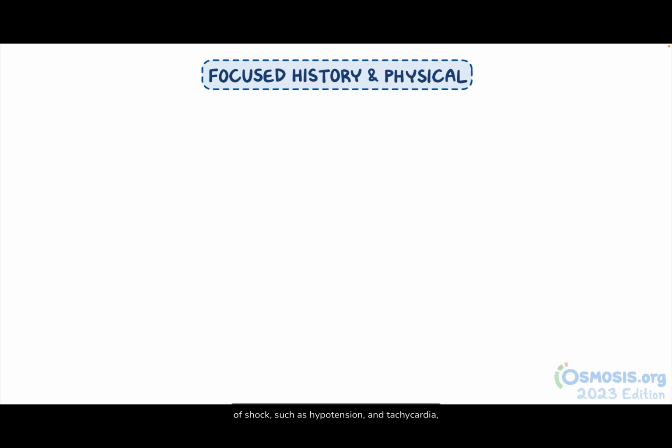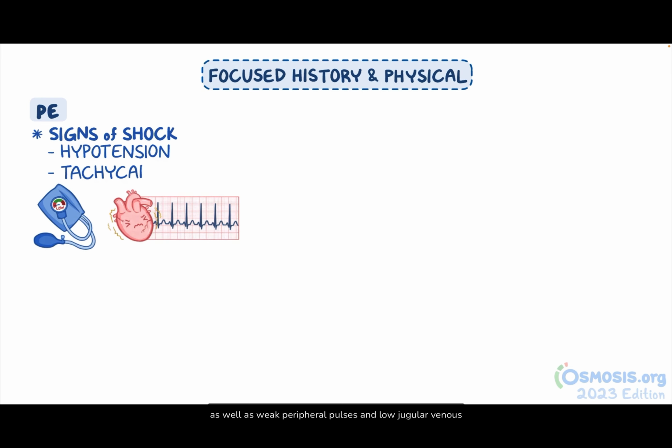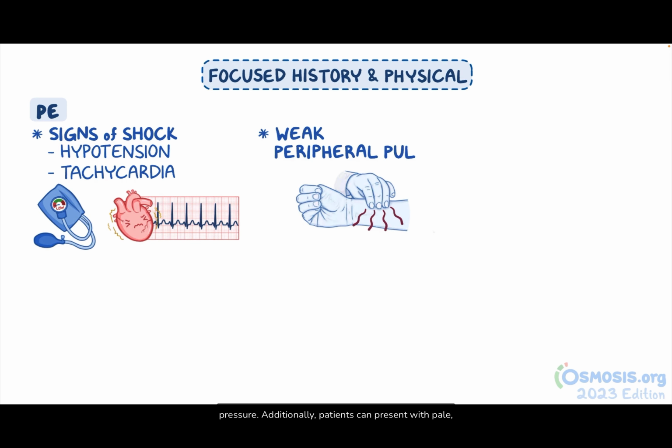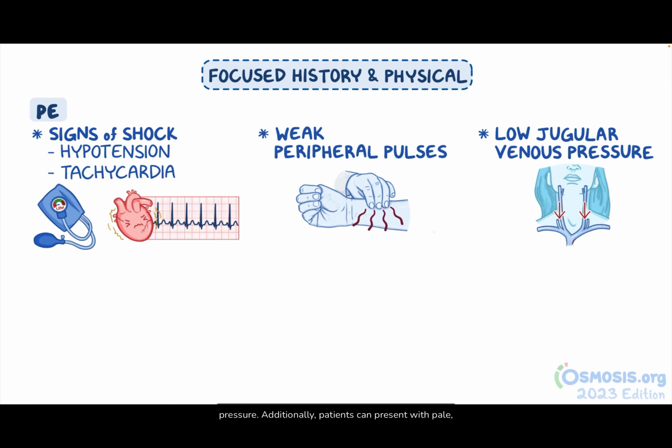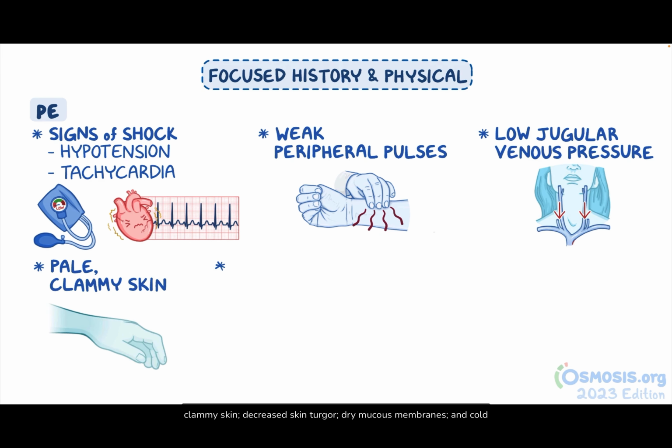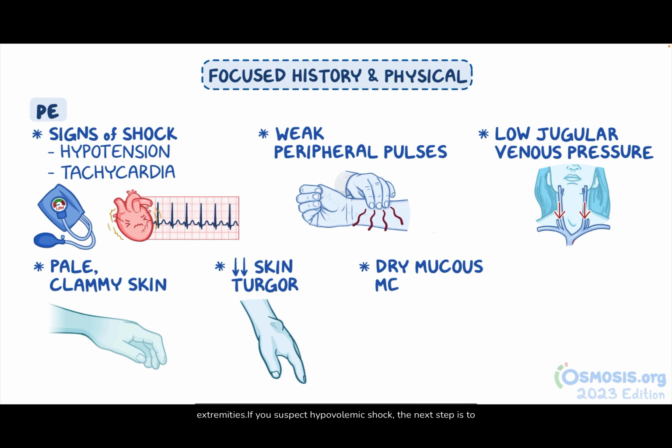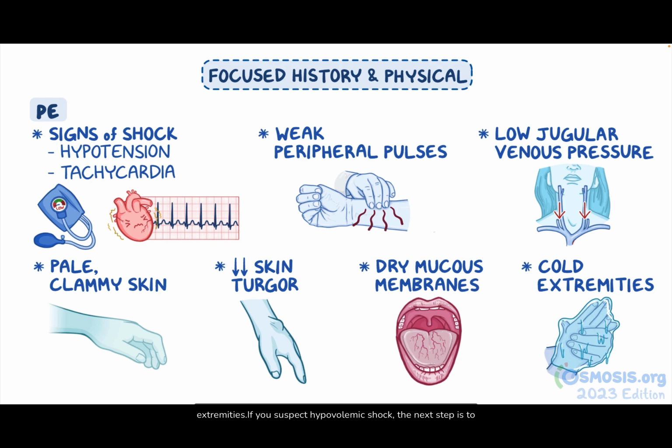On the other hand, a physical exam primarily reveals signs of shock, such as hypotension and tachycardia, as well as weak peripheral pulses and low jugular venous pressure. Additionally, patients can present with pale, clammy skin, decreased skin turgor, dry mucous membranes, and cold extremities.